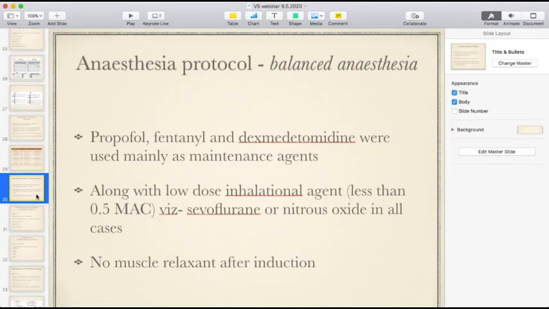At our institution, since we do not have remifentanil, which is a very short-acting agent, in India, we follow what is called balanced anesthesia. It's not a total intravenous anesthesia, but a balanced anesthesia wherein propofol, fentanyl, and Dexmed are used as maintenance agents after induction, along with a very low dose inhalational agent of less than 0.5 MAC, and no muscle relaxant after induction.